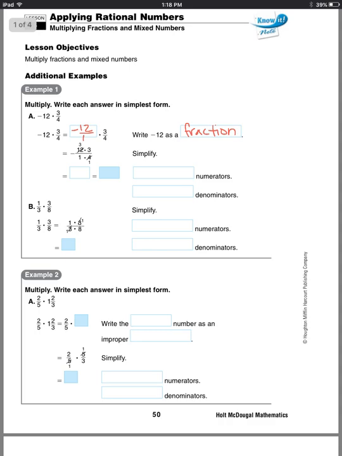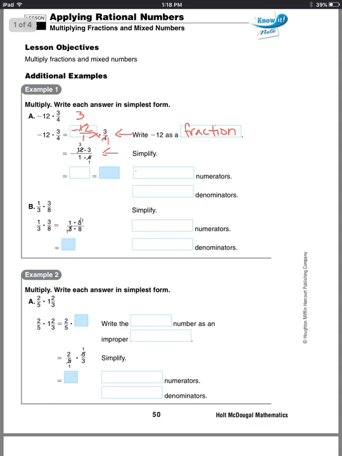So now we simplify. What you want to do is look at your diagonal numbers. So 12 and 4, and 3 and 1. Okay? And you want to think, are there any numbers that go into 4 that also go into 12? Well, 4 does. 4 goes into 12, right? So we do 4 divided by 4 is 1. 12 divided by 4 is 3. And we cancel those out. Then we multiply straight across.